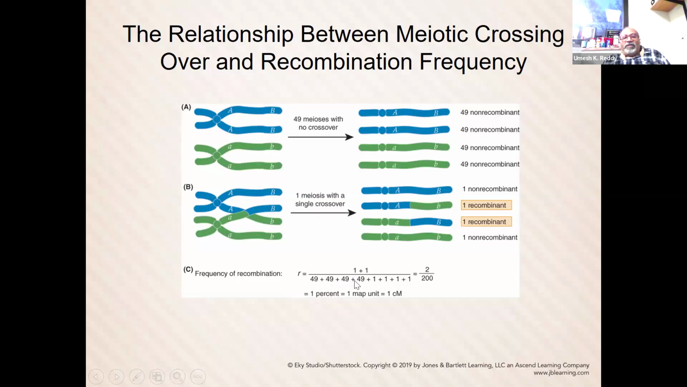So the total number of chromatids is 200 out of 50 meiosis, and only 2 chromatids have undergone recombination. So 2 out of 200, that gives 1 centimorgan.